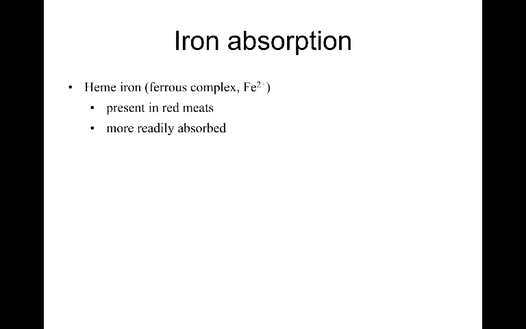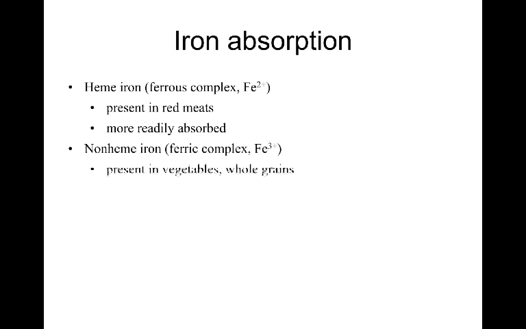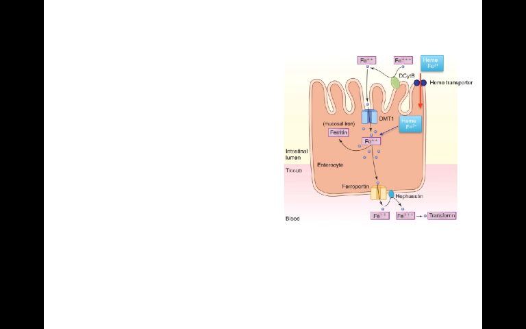However, there are some irons that we eat through vegetable or through whole grain, and those irons that you get from vegetable or whole grain, they are ferric iron. They are Fe3+. Fe3+ cannot be absorbed easily. Therefore, we have to do some changes on it. Let's take a look and see how it works.